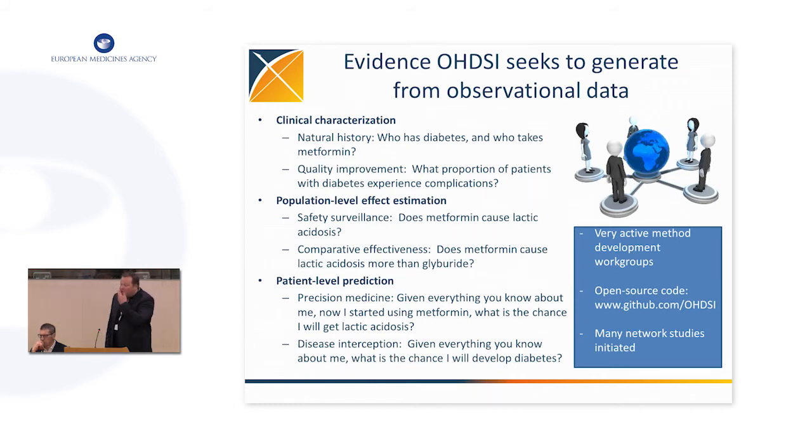So Odyssey is working in many different domains. And Patrick already talked a little bit about this. But we focus on clinical characterization. That's more the natural history of disease, who has diabetes, who takes a certain drug. We also do population-level effect estimation. That can be safety surveillance or comparative effectiveness studies. And patient-level prediction, the work group that I'm leading.